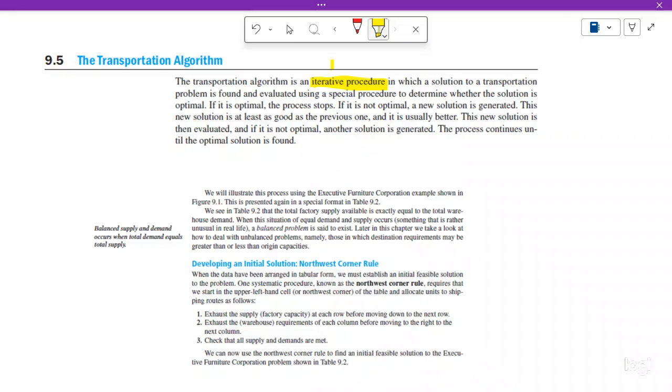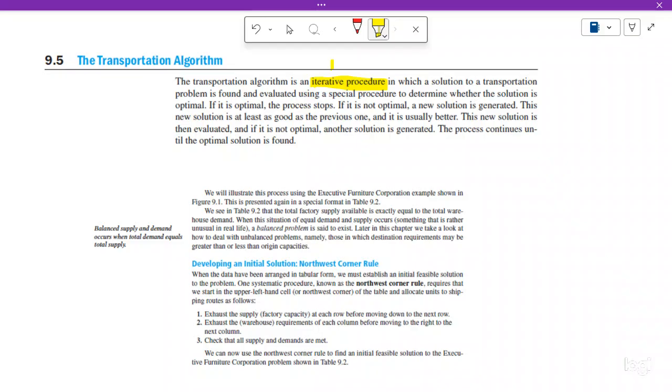We will illustrate this process using the executive furniture example. Basically, my final thing, whether it's in test 1, test 2 or test 3, is going to come Friday. When we are doing the calculations, I'll see what form of calculations they're giving us. But to me, it kept me awake at night.